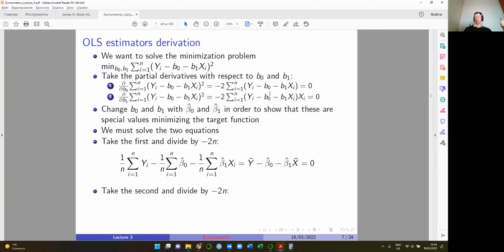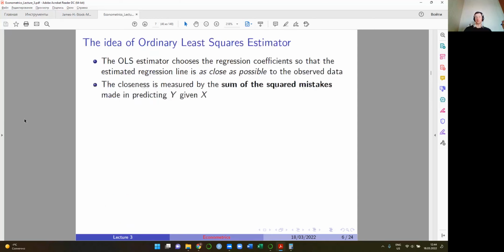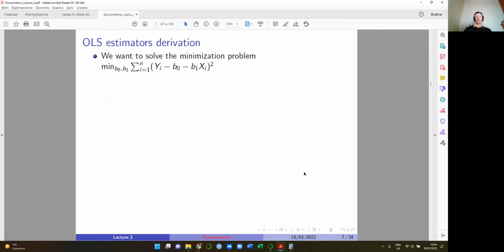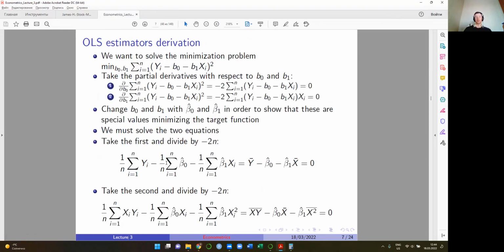If you take the second expression and do the same operation, dividing by minus 2n, we get 1 over n multiplied by the summation of xi yi. Does this look familiar? We had this in our repetition here. You can see that this is something similar to this, which is why I needed to show it to you. Here we have 1 over n multiplied by the sum of beta 0 hat xi. You need to open the brackets here, so that's why we get it.